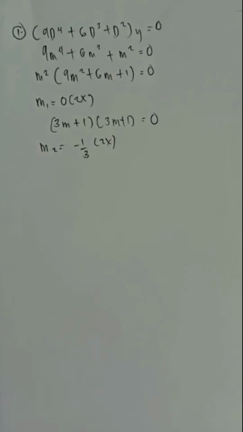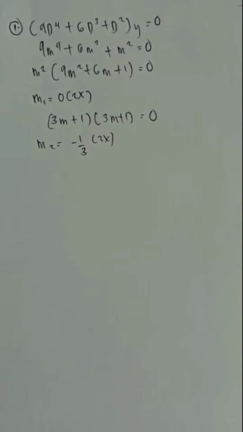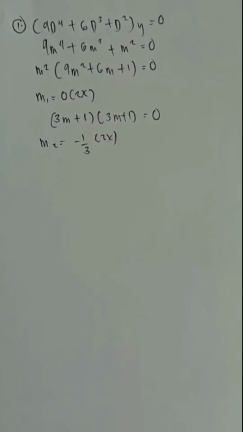For number 1 under linear equations with constant coefficients, ang given natin ay nasa differential operator form at gagawin natin itong auxiliary equation form. Ilalabas natin yung m squared para mahanap natin yung mga roots, and m1 now is equal to 0, dalawang beses, at m2 is equal to negative 1/3, dalawang beses din.